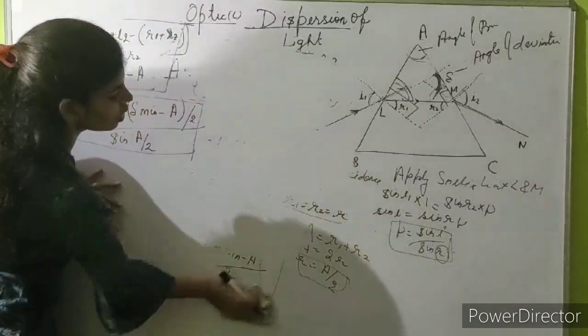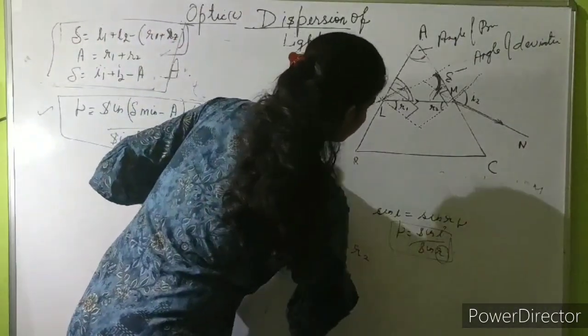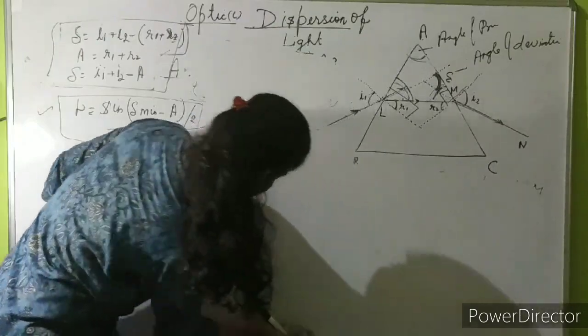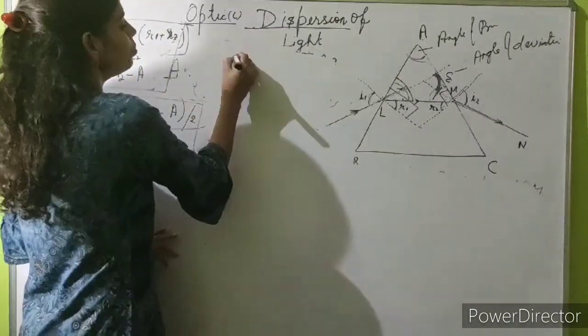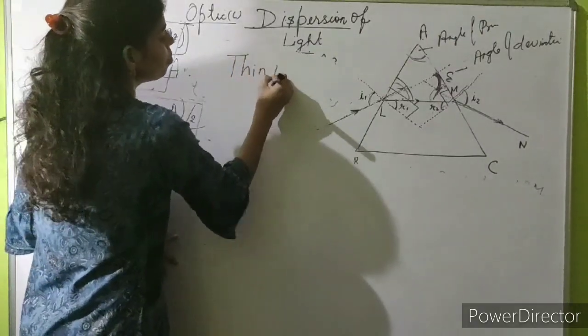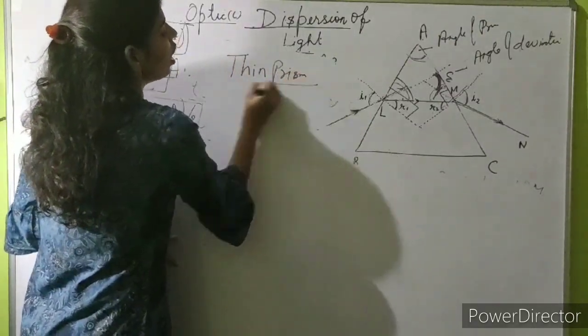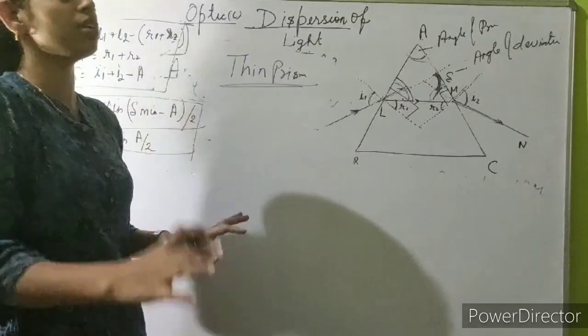Now we will do the concept of thin prism. When a prism is said to be thin prism? What is thin prism? How can we say that a prism is thin prism?